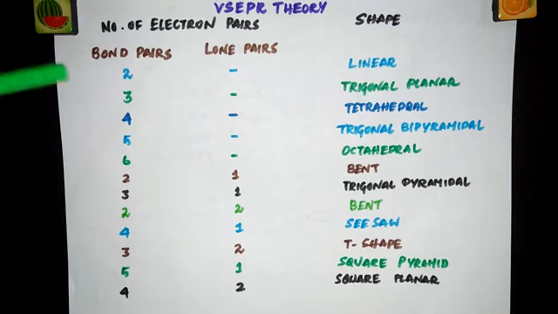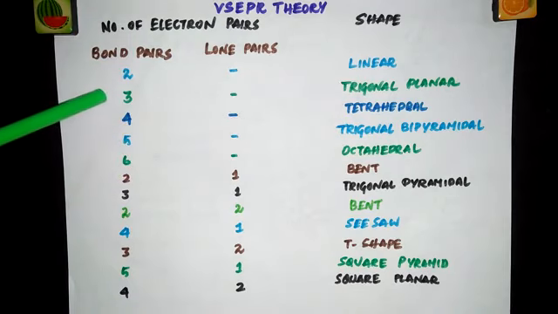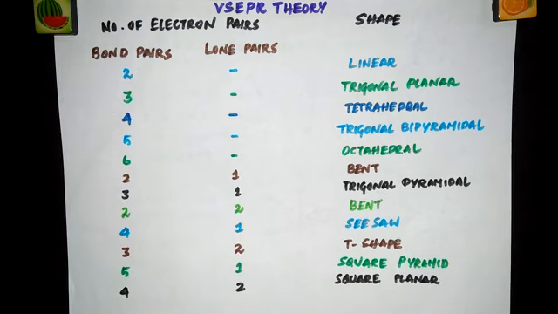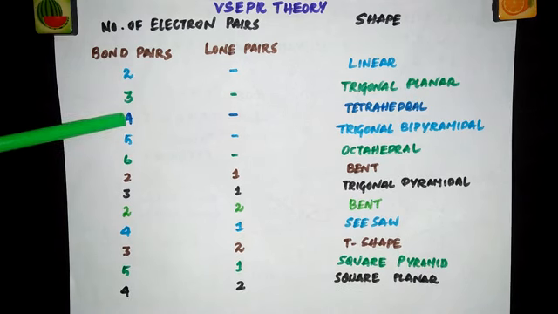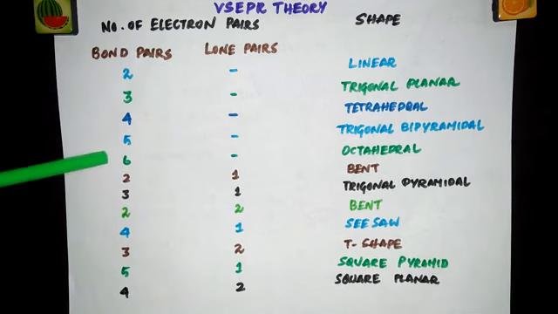So if you have two electron pairs and both are bond pairs, what is the shape of the molecule? Linear. If there are three bond pairs around the central atom and no lone pairs, only three bond pairs, then the shape is trigonal planar. And if you have four bond pairs, then the shape of the molecule will be tetrahedral. And same way, five bond pairs, trigonal bipyramidal, and six bond pairs, the shape will be octahedral.